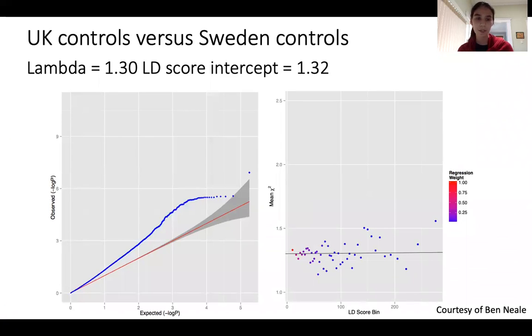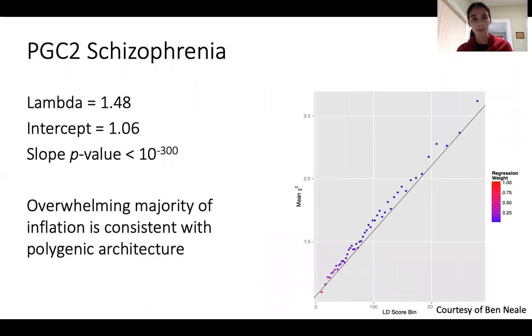enough, in these simulations, doing a GWAS of UK controls versus Sweden controls, we again see inflation in our QQ plot, but this time there's no relationship between the mean chi-squared association statistic and the LD score. And so this uncorrected confounding is leading to an inflation of association that's not dependent on the LD score. So what does this look like in real data?